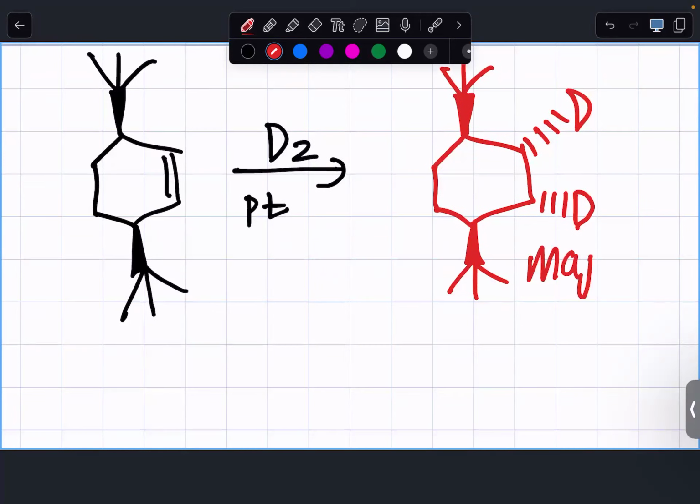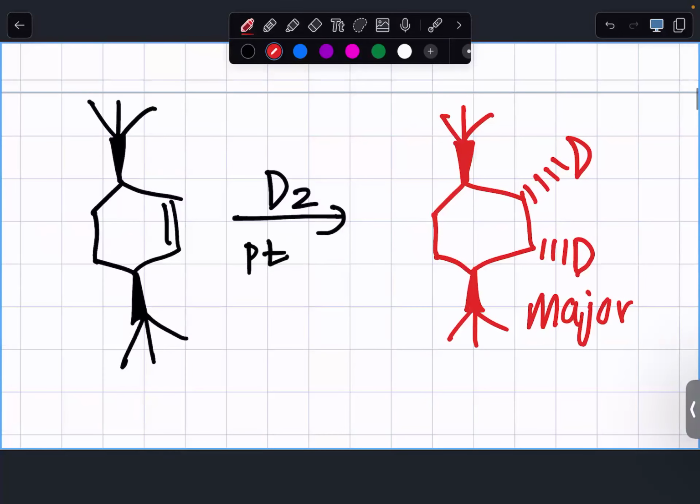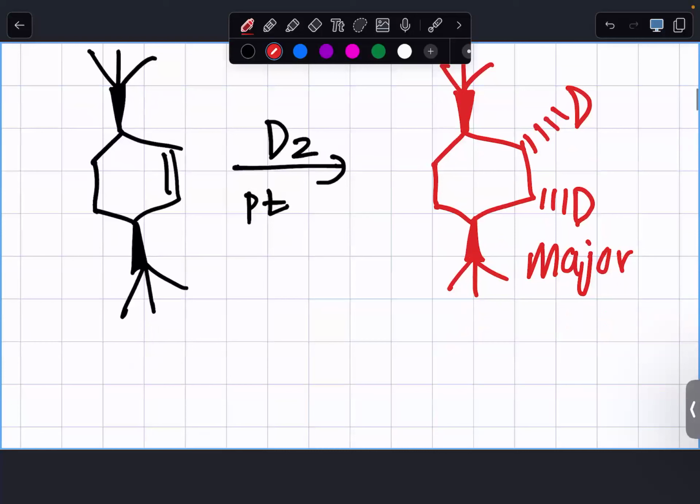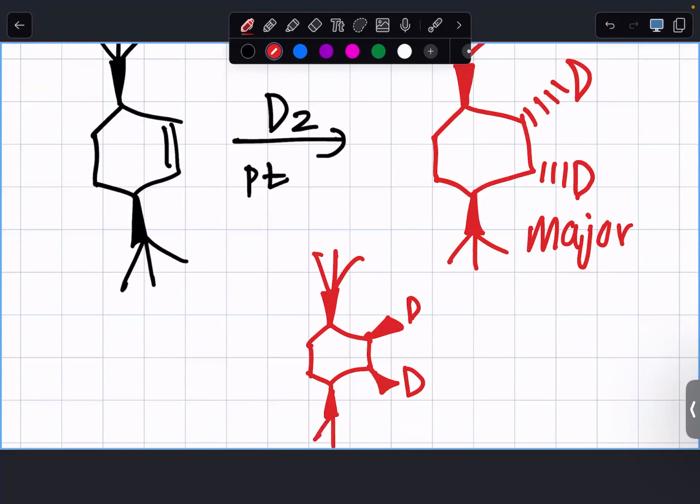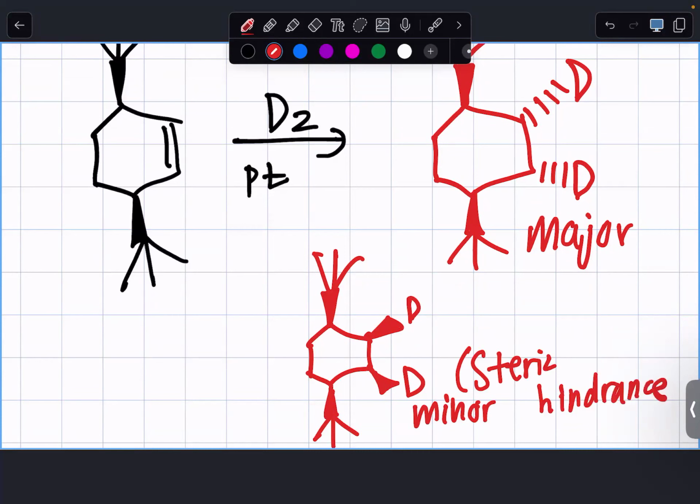This is the major product. The minor product would be if the Ds attack on the top side, making them both wedges. Right. So the minor product would be this. Because of steric hindrance. Minor. Steric hindrance. Okay.